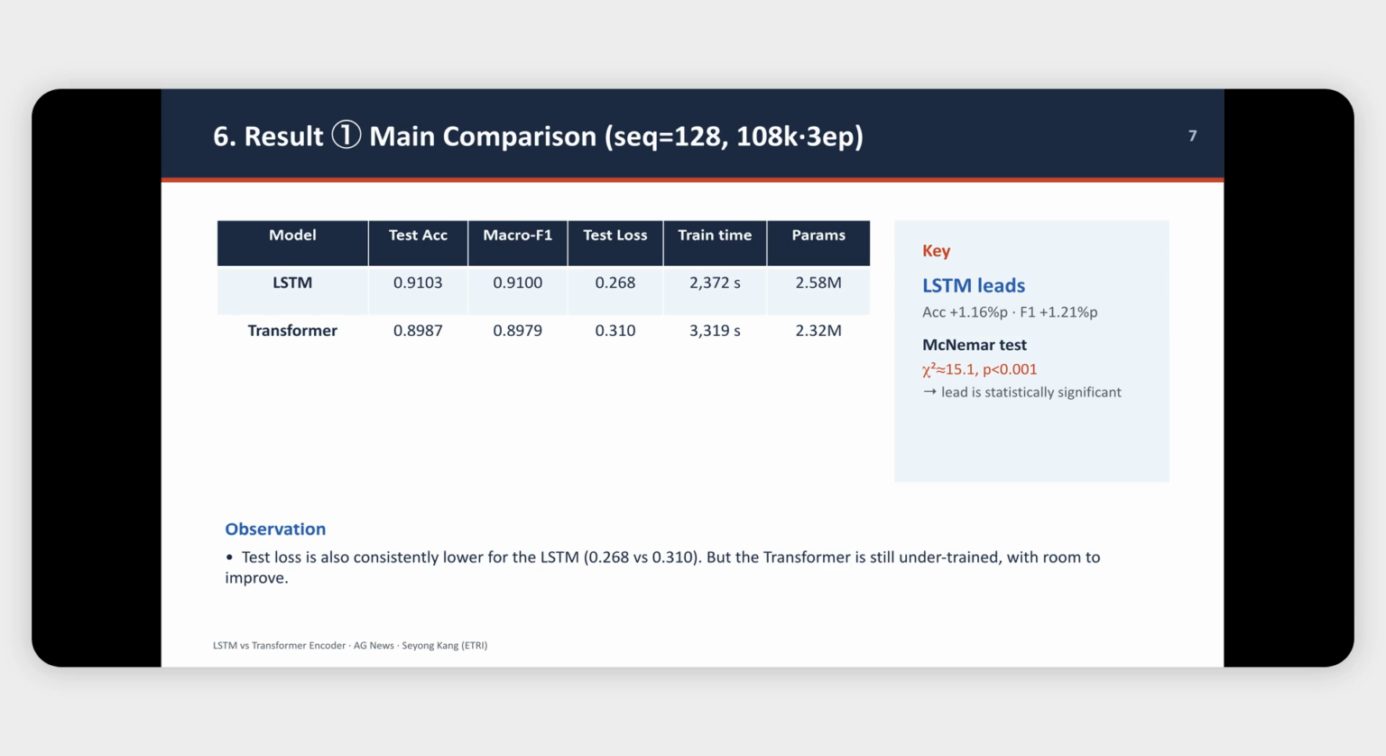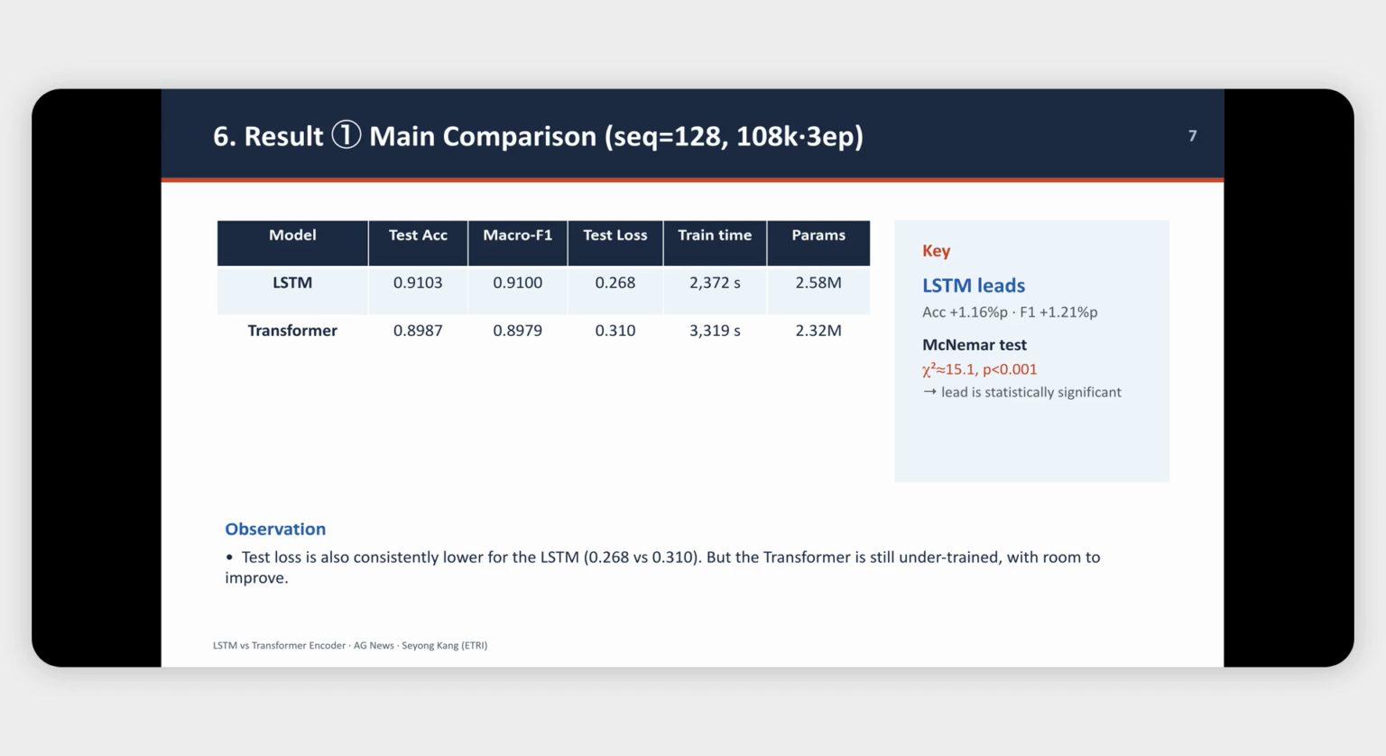First result at length 128. The LSTM gets 0.9103 accuracy, the transformer 0.8987. The LSTM leads by about 1.16 points, and it is also higher on macro F1, which treats all four topics equally.